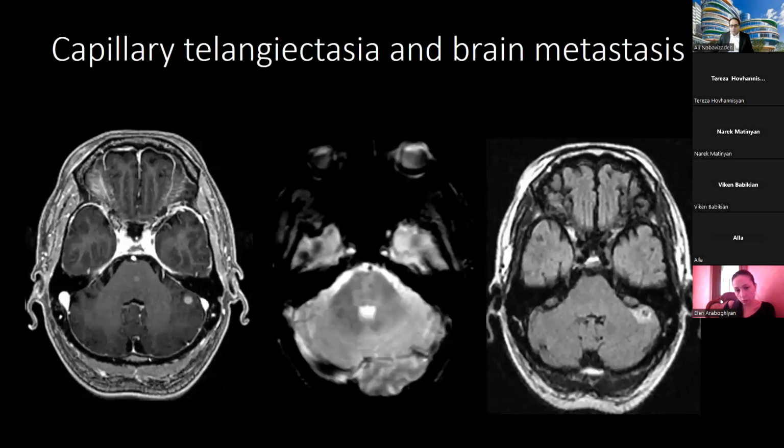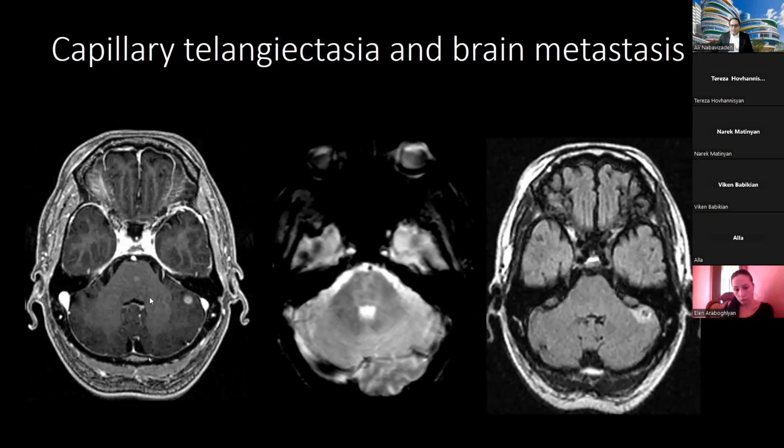And again, why is it important? Because capillary telangiectasias are common and frequently coexist with serious pathologies like brain metastasis. So this is a patient that came to us with history of lung cancer. And you can see that there is a lesion in left cerebellum with surrounding vasogenic edema. There is another lesion that's faintly enhancing.